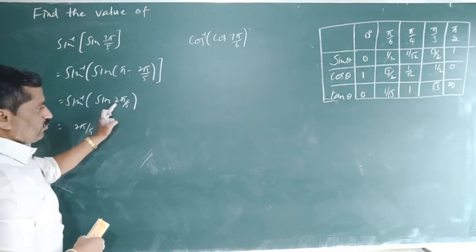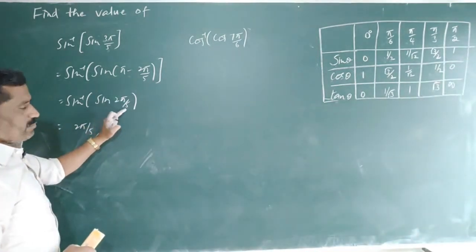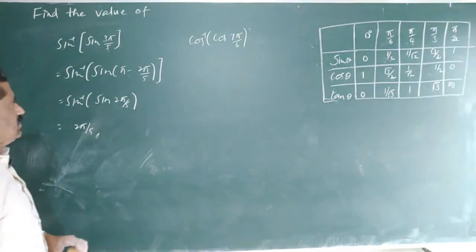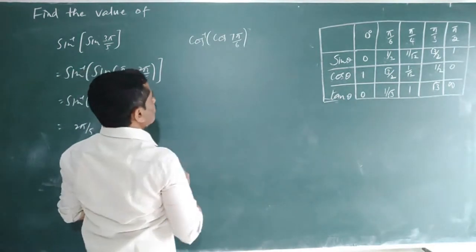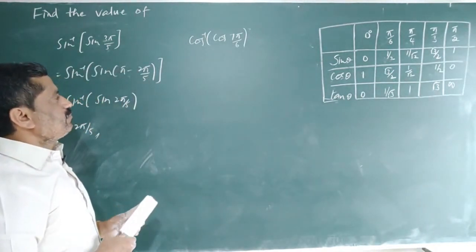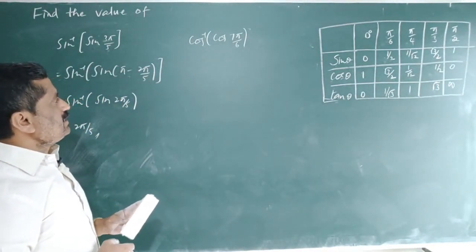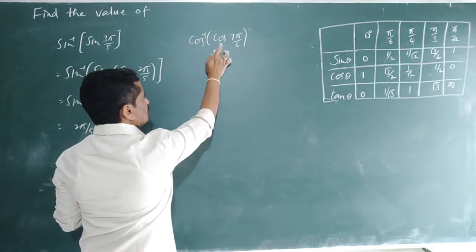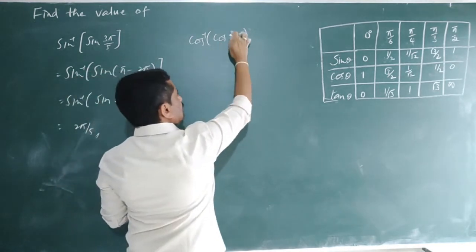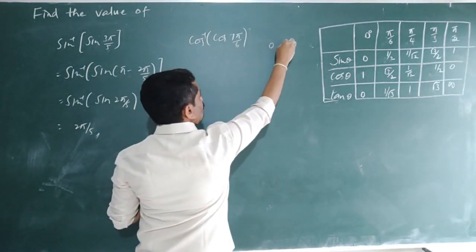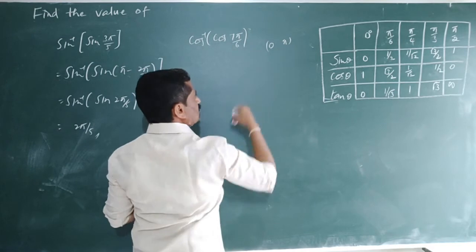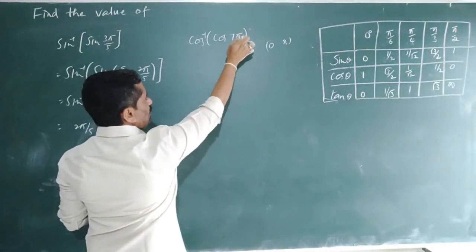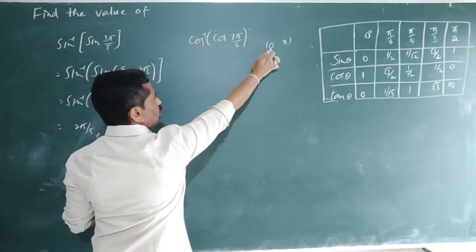If you need, you can check it: 180 into 2 divided by 5 is in between minus 90 and 90. Okay, next we have cos inverse of cos 7 pi divided by 6. Again here, cos inverse and cos cannot simply cancel, because the value of this must be between 0 to pi. Remember this. So 7 pi divided by 6 is not in 0 to 180.